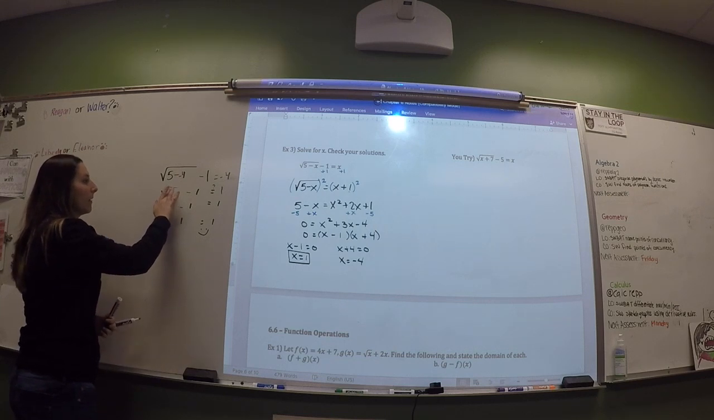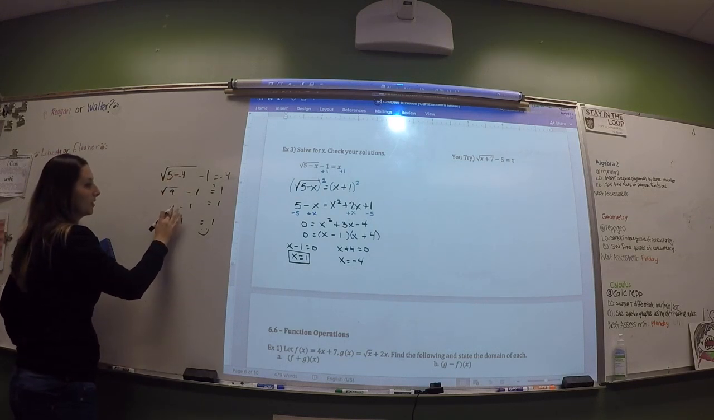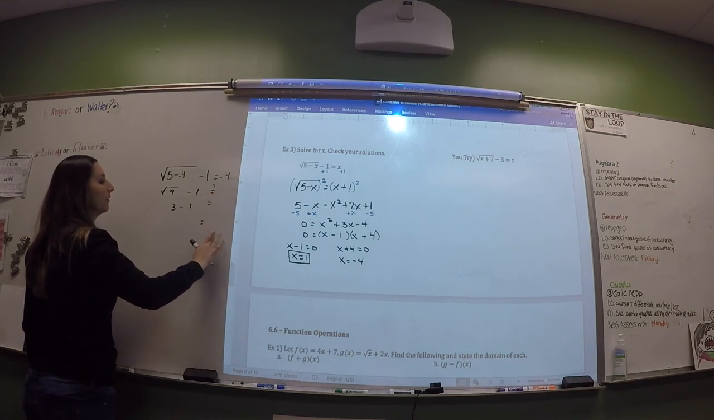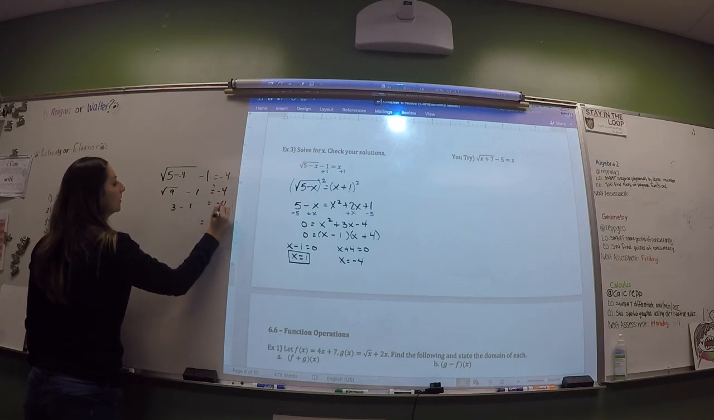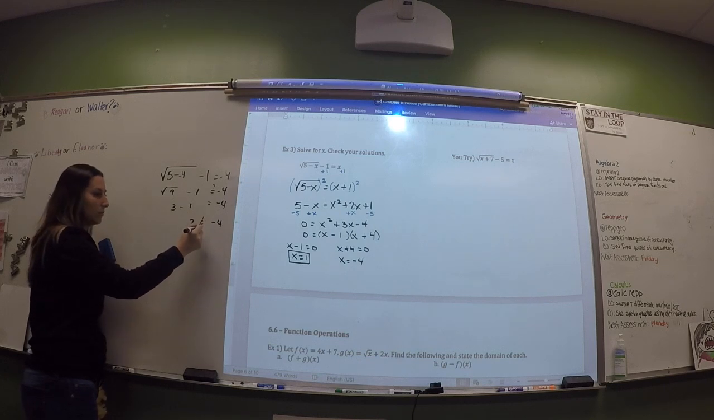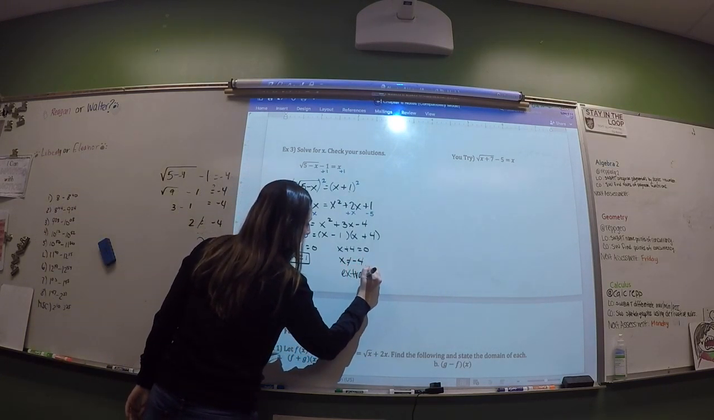Okay. 5 minus negative 4 is 9. The square root of 9 is 3. 3 minus 1 is 2. Are these the same? No. So this one doesn't work. It's extraneous. So we really gotta check.